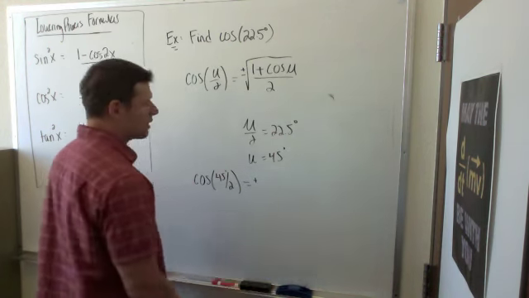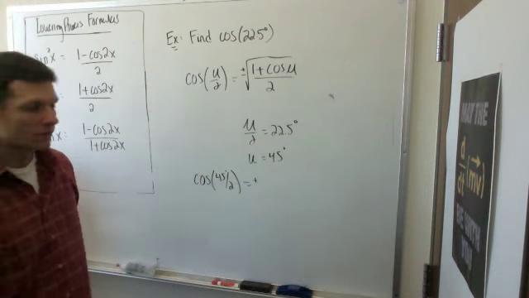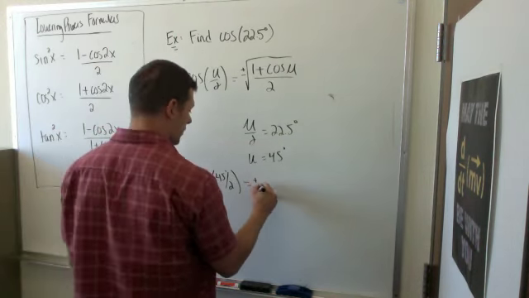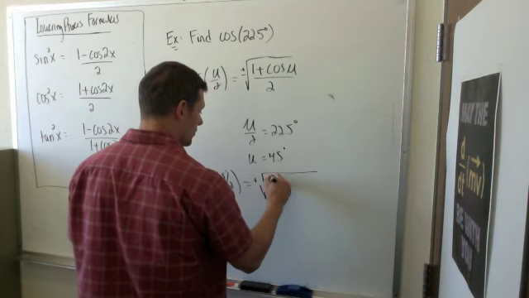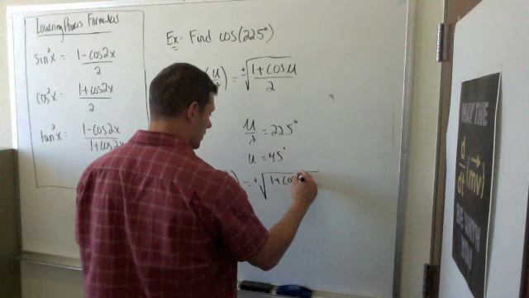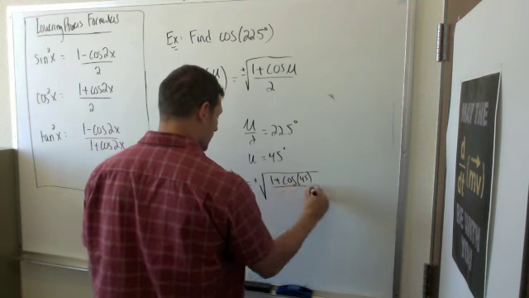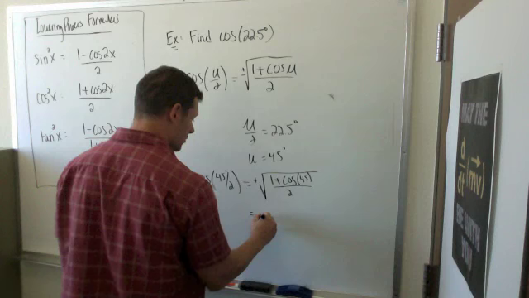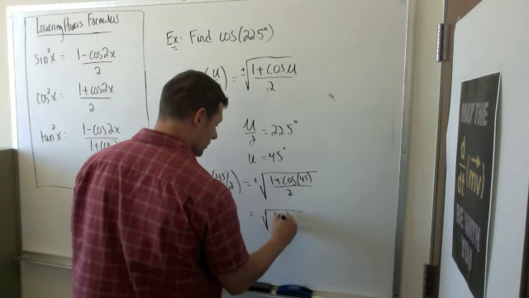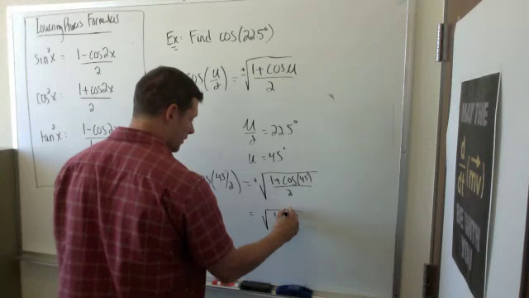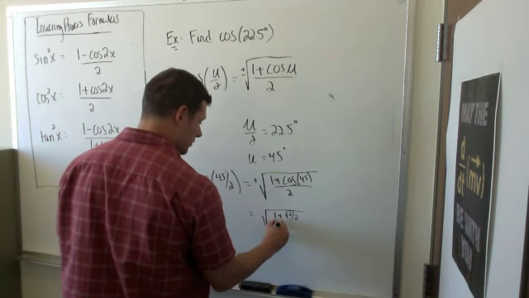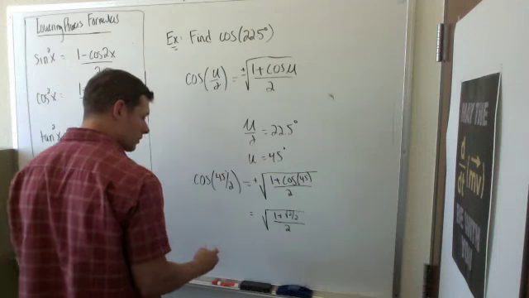Why is it plus? Because the angle of 22.5 is in the first quadrant. We know cosine is positive in the first quadrant. Plus square root of (1 plus cosine of 45) divided by 2, which equals square root of (1 plus, what's cosine of 45? Square root of 2 over 2) divided by 2.